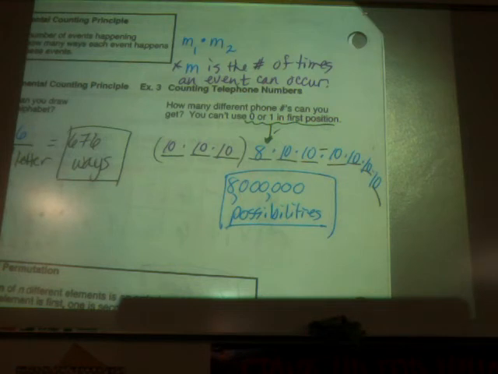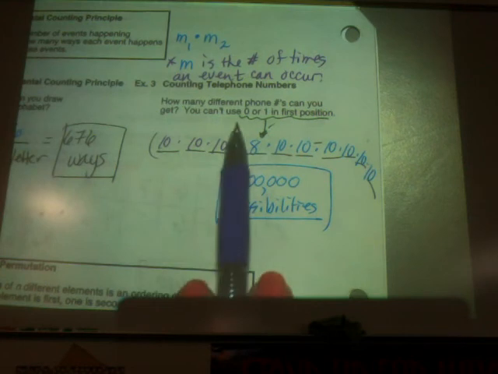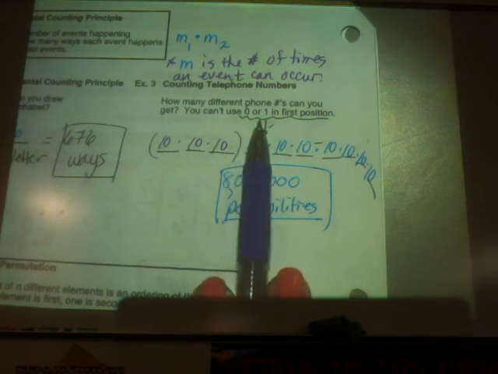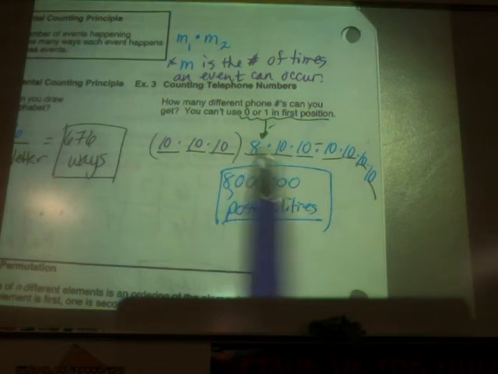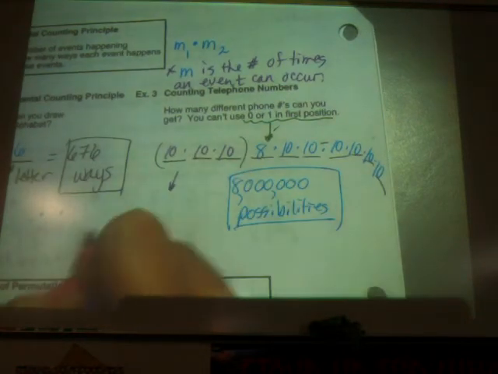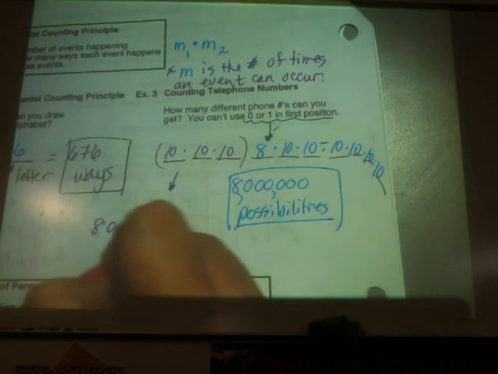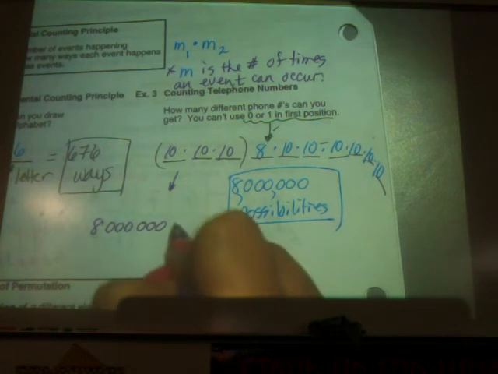Does the 8 have any answer? Why is it 8? The 8 because the first position can't have a 0 or a 1 in it. So instead of this being a 10, it becomes only 8 possibilities. Because I can only have 2, 3, 4, 5, 6, 7, 8, or 9. Okay. I can't have the 0 or the 1. Does that make sense? And then here, this will give me 8, 1, 2, 3, 1, 2, 3, 1, 2, 3.